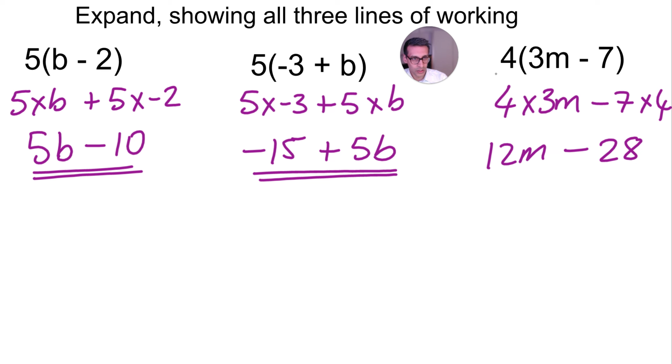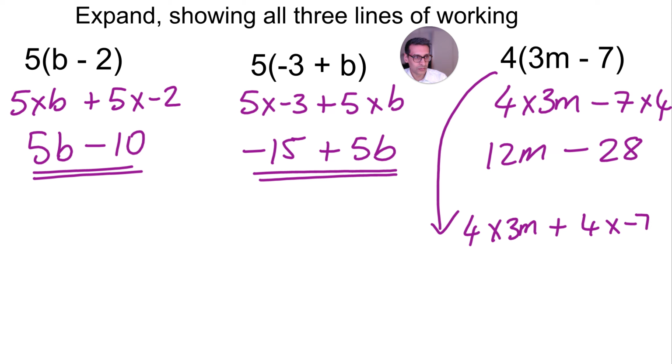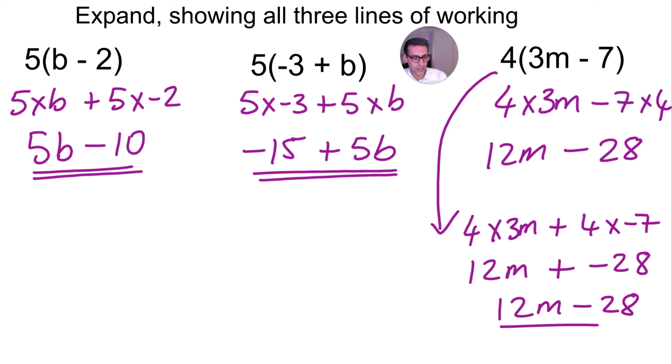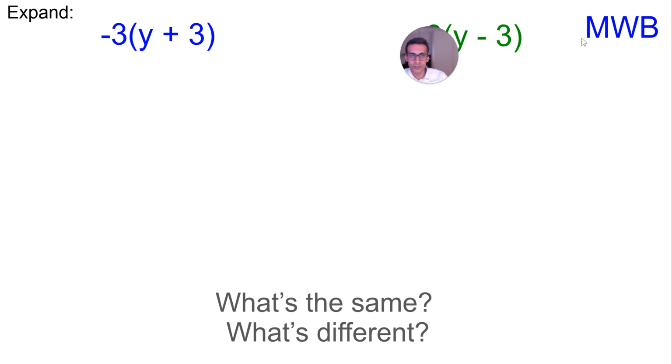Now, I'm going to just show you one other way to write this out. We could have also written 4 times 3m plus 4 times negative 7. So that becomes 12m plus negative 28, which we know is just the same as 12m minus 28. So you get the same answer here. Okay, now let's try another example. Pause the video and have a go. Alright, if you need more time, keep pausing.